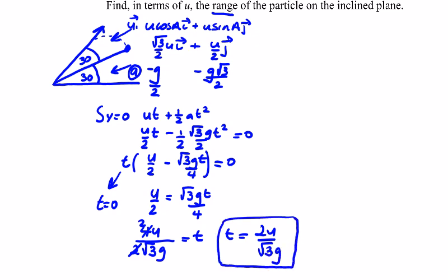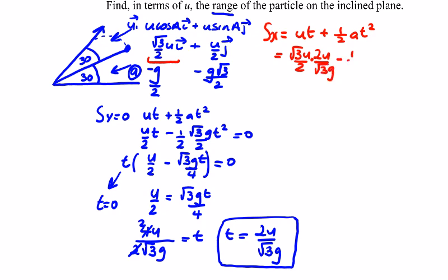So now I need to sub this into s of x. S of x is equal to ut plus a half at squared as well. So my u for the i direction, or x, is root 3u over 2 times t, which is 2u over root 3g, minus 1 over 2, and then put a, and it's positive, so no messing around with signs, and that's g over 2 times t squared, which will be 4u squared on top, and on the bottom we're going to have 3g squared.